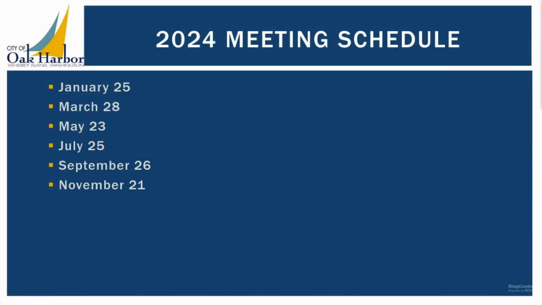And so we'll have the calendar set for 2024 looking like this. Today, January 25th, and then March 28th, going through the summertime and into November there. So what that will allow for, we tried to do it monthly with the previous iteration.